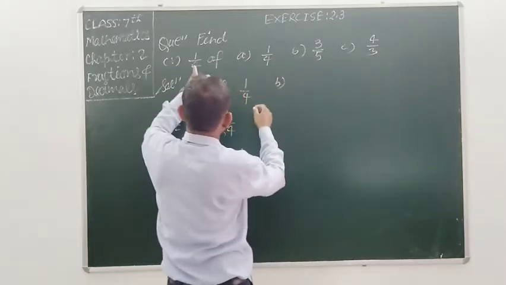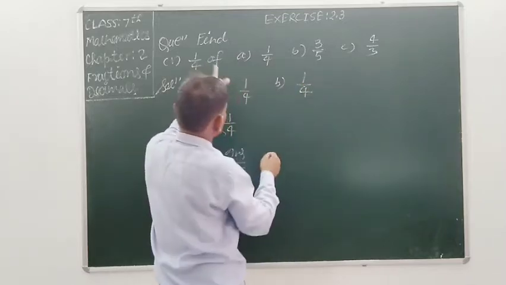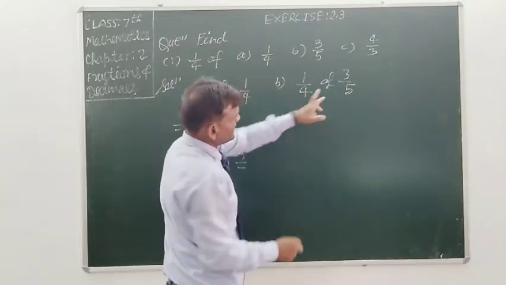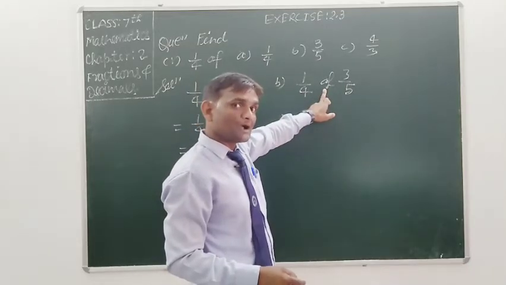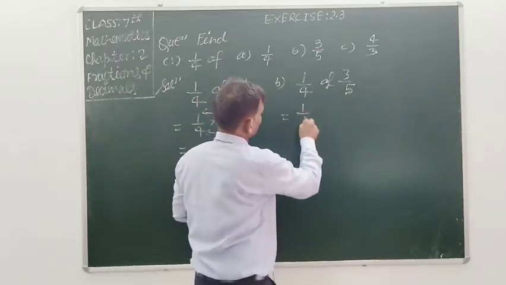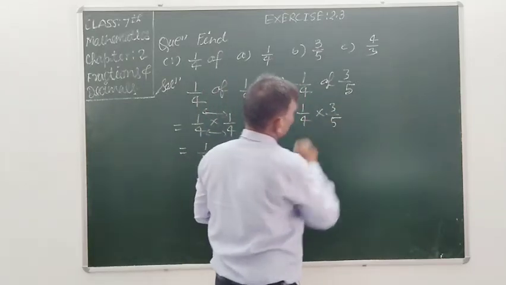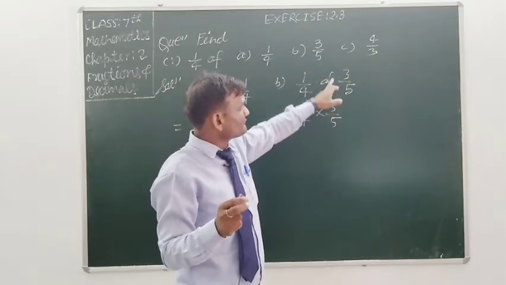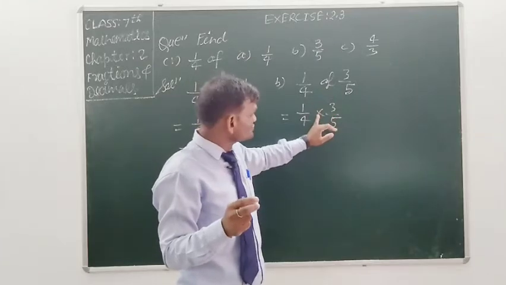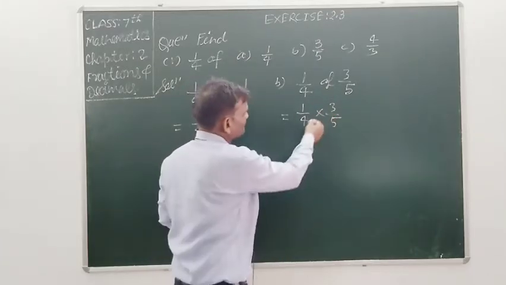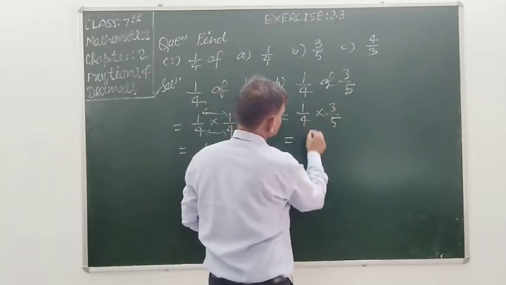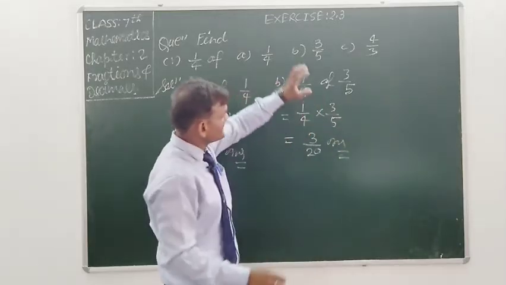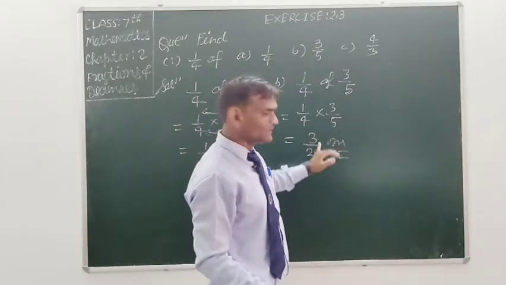As the same, student, 1 upon 4 of 3 upon 5. For the B part, same as the question you will write 1 upon 4 of 3 upon 5. So student, "of" in mathematics means multiply. So 1 upon 4 into 3 upon 5, where you see "of" in mathematics, in the place of "of" you will use the sign of multiply. So 1 upon 4 into 3 upon 5, you get 3 times 1 is 3 and 5 times 4 is 20. It is the answer. Means you can say 1 upon 4 of 3 upon 5 will be 3 upon 20.